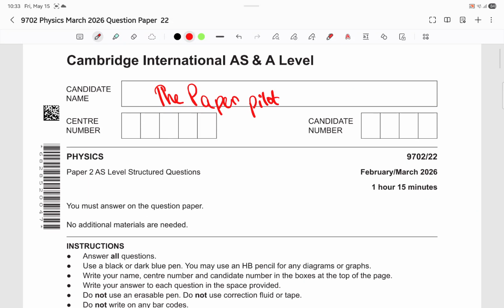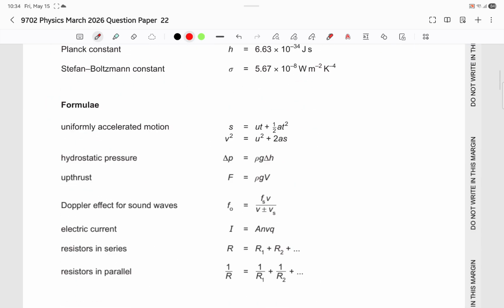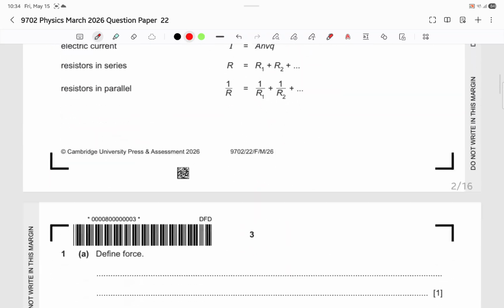Today we are going to be solving paper 2 of 9709 Physics, paper 2 AS, February March 2026. You guys should have your exam on 20th May. That's why I'm trying to make this video as fast as possible so you guys can learn a lot about this. So this is a solution video, right?